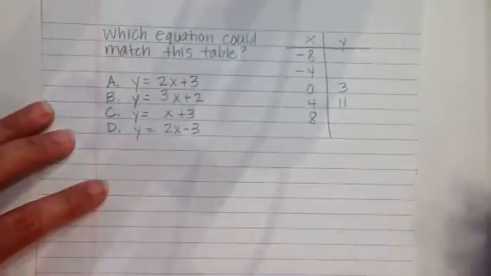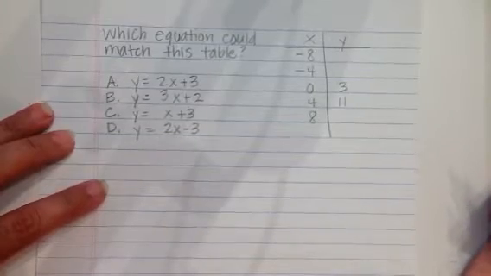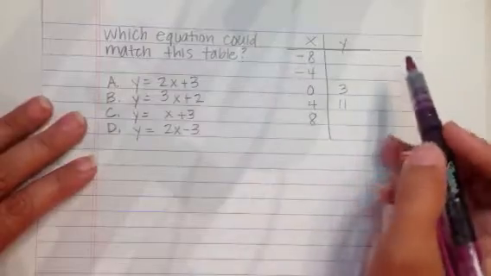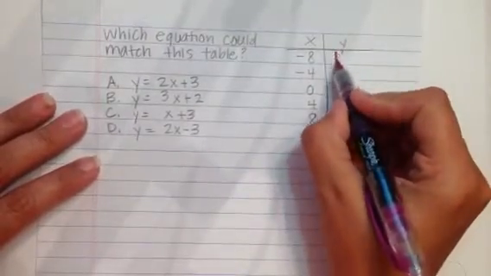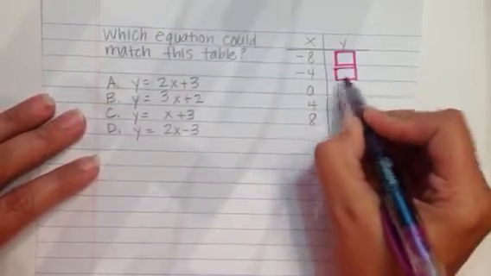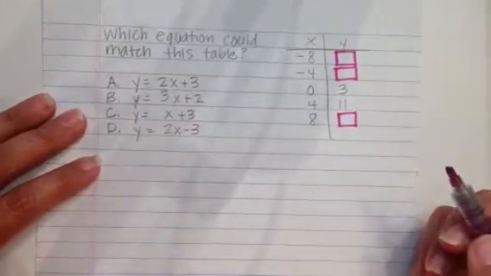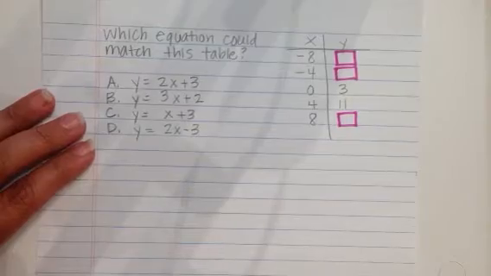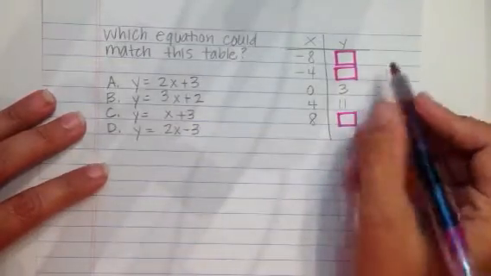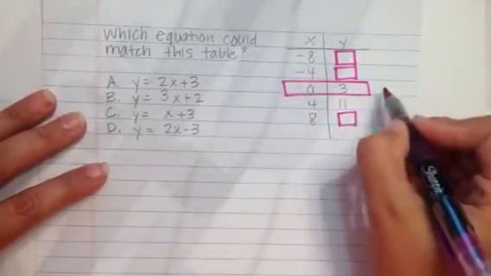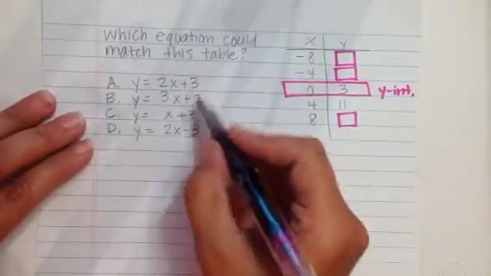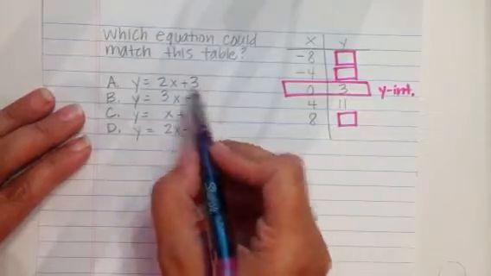Alright, and you might be given a table and asked to figure out which equation would match that. So, which equation could match this table? So you're given this table and it's got some blanks in it. But even without completing that whole table, we can figure out which of these equations might match. We know when we see 0, 3 that this is the y-intercept. So which of these equations has a y-intercept of 3?